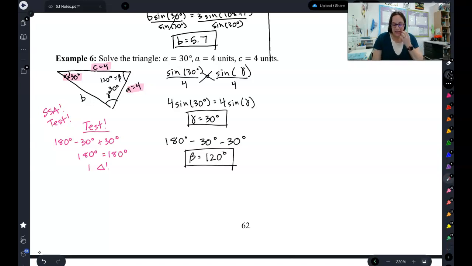And last thing, I want you to pause the video, do law of sines to solve for b, and then you're finished. So pause the video, solve for b on your own, come back to check your work, and then we'll be done with the ambiguous case for today.